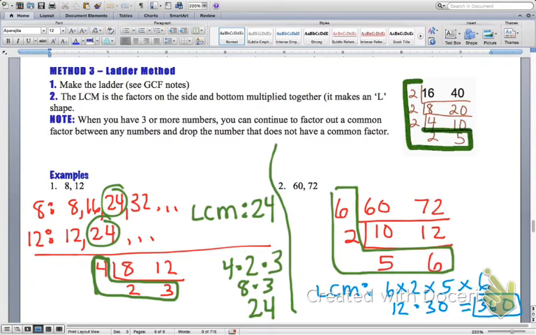So again, if you had done the list method, you would have had to list the multiples of 60 and 72 up until you hit that 360. Probably would have taken a quick minute to do that. So let's go ahead and move on to the next one.